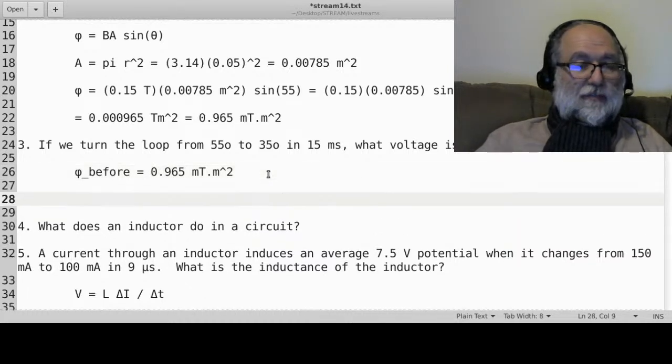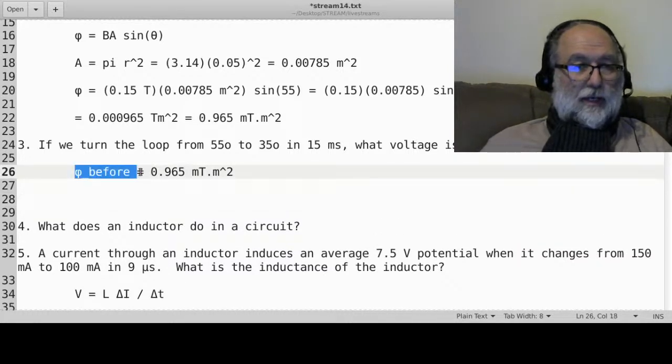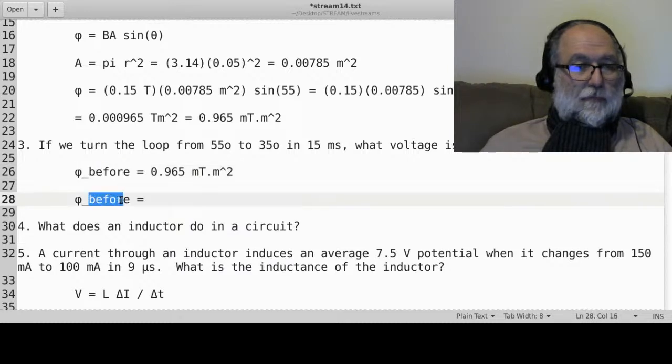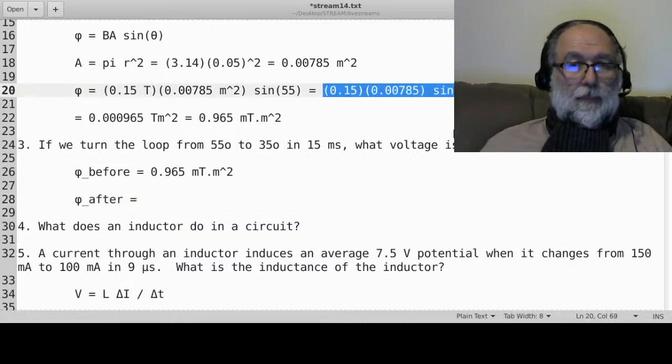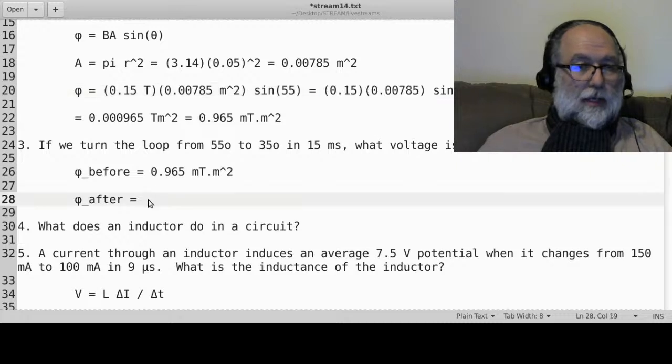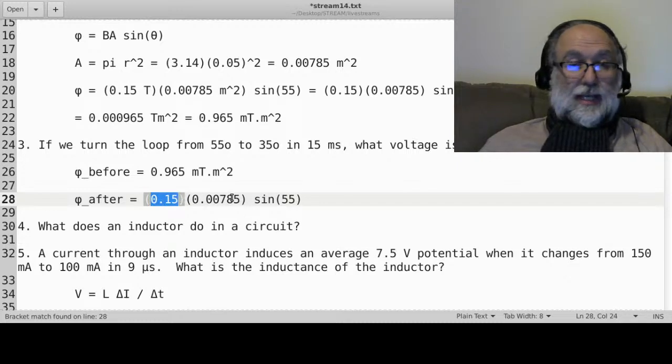And you say, well, what's the flux after? We're going to have the same thing, but now we're going to calculate it after. It's the same formula, so let me grab this formula from here. Plugging in the numbers, the field intensity stays the same. The area of the loop stays the same. We didn't deform the loop, but now it's going to change from 55 degrees to 35 degrees. Let me see what that flux is equal to.